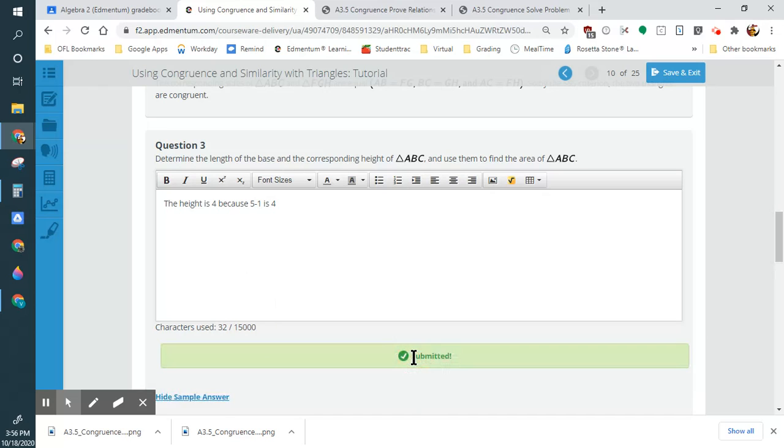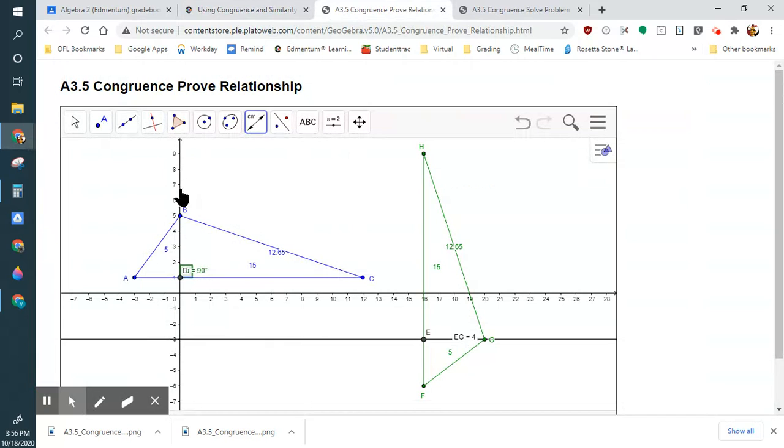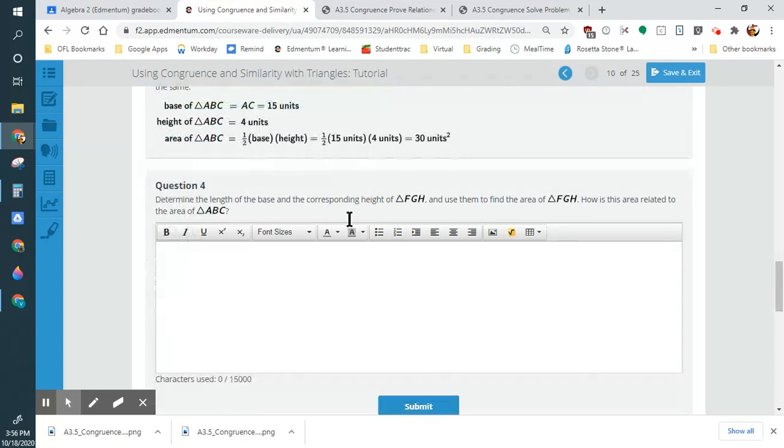Brilliant thinking there. Oh wow, they're doing it all complicated. It's like, guys, you put it there. I can see it right there. Determine the length of the height of this. How is this related? The height is also 4.